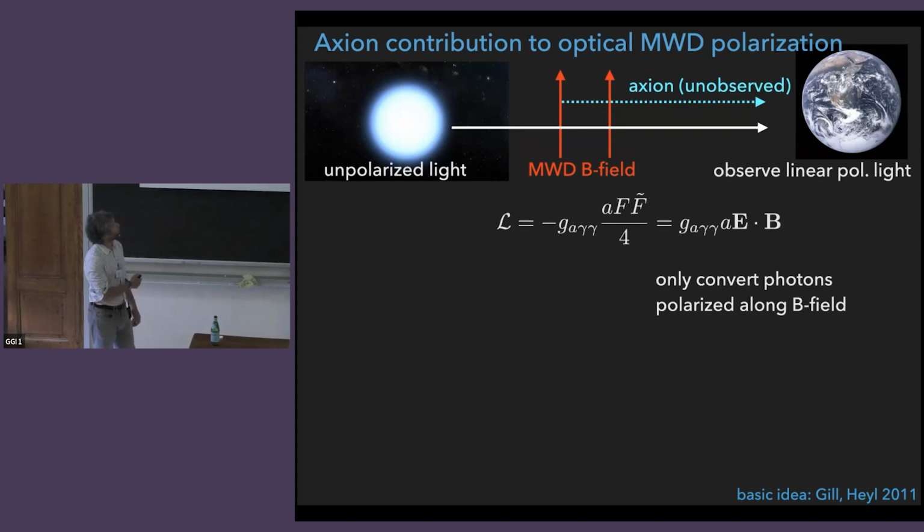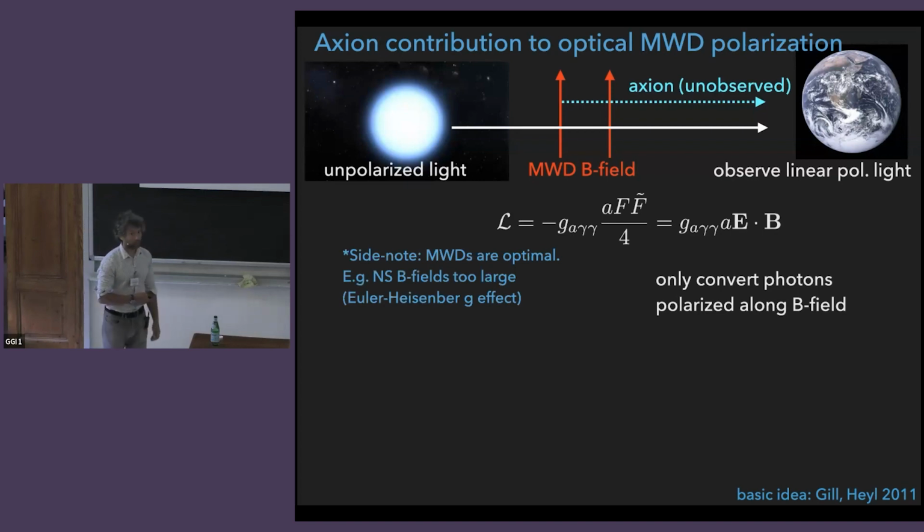Okay, so this is the same picture, just shown differently. Unpolarized light, magnetic field, observer. And we're going to be using this interaction, a E dot B. So the point here is that if B points this way, only the E fields parallel to the magnetic field can convert to axions. And that's why this is a polarization dependent process.